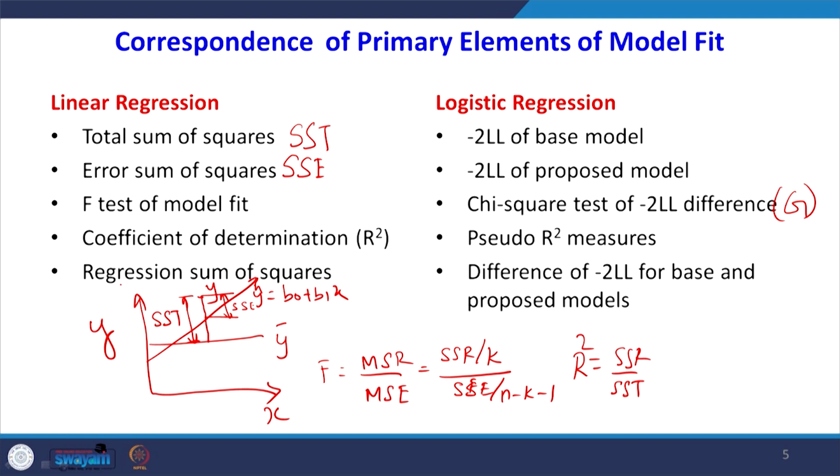Here we use SSR, the regression sum of squares. The equivalent term for logistic regression is the difference of minus 2LL for the base and proposed models. I will explain the meaning of base and proposed model. Base means when there is no independent variable, the corresponding log likelihood value is called the base value. When you introduce an independent variable, the corresponding log likelihood value is called the model log likelihood. I will explain this in detail in coming slides.